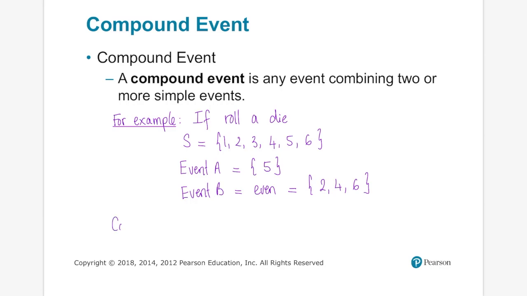Compound event can be the event of A or B, or the event of A and B. So these two are called compound events because it's combining A and B. Event A or B means the event of getting a 5 or even. Event A and B means the event of getting a 5 and an even number.